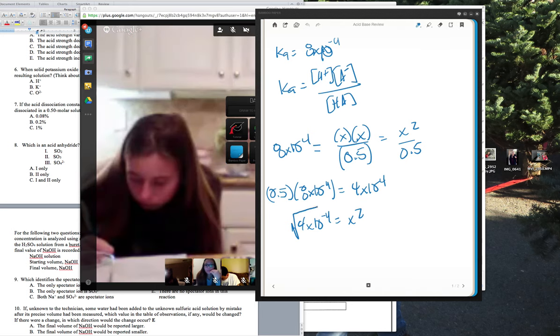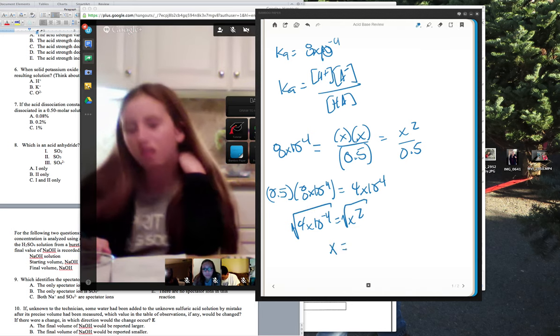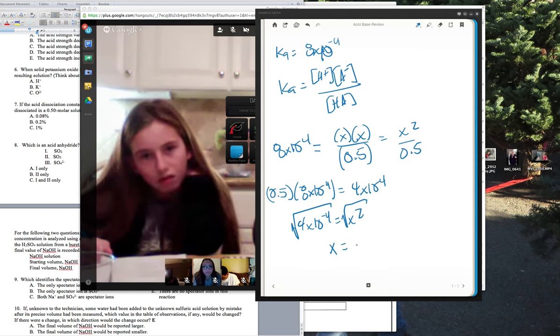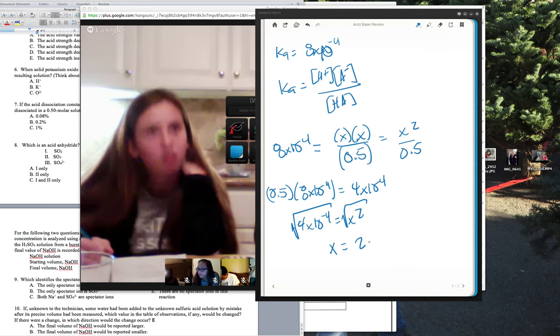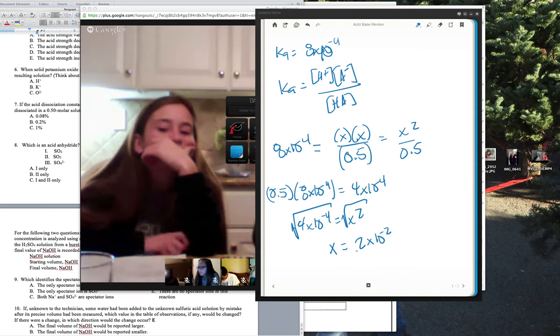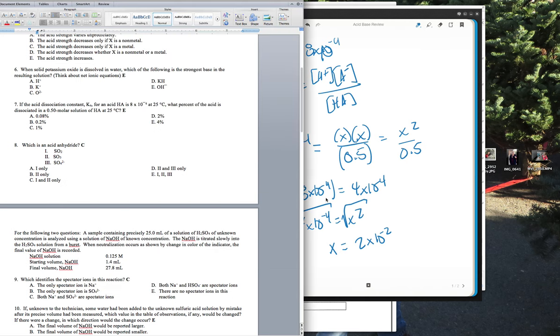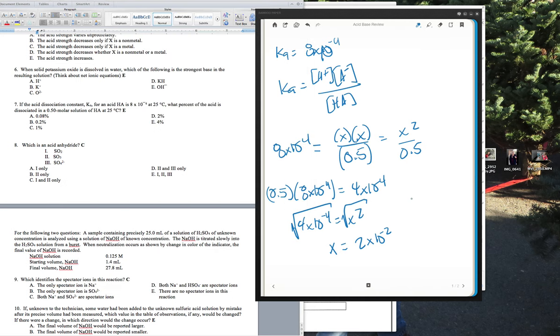So the square root of this and the square root of that. So x is equal to, basically, what's the square root of 4? 2. 2 times 10 to the negative 2. Is that about right? Yeah. All right. And then that means that it's 0.02, which is equal to 2%.